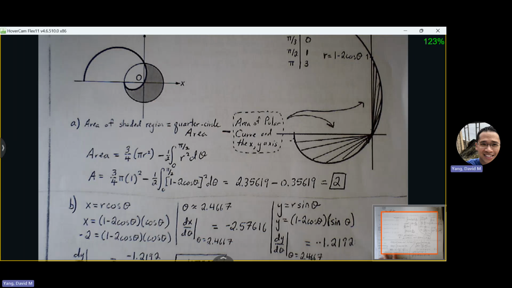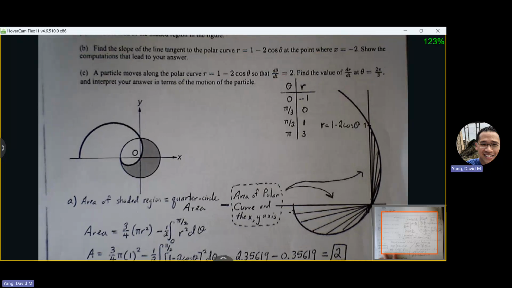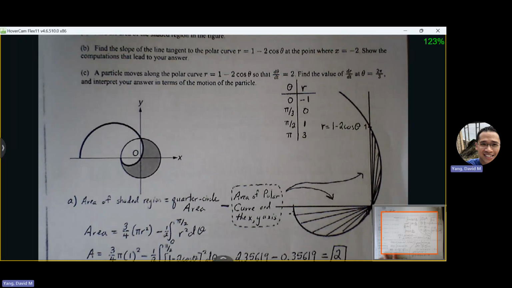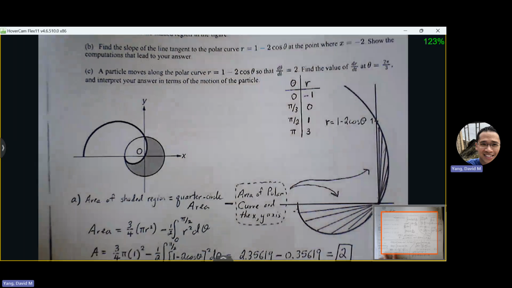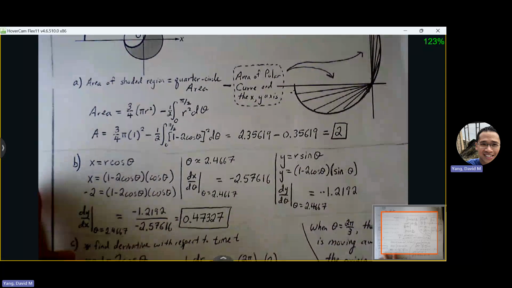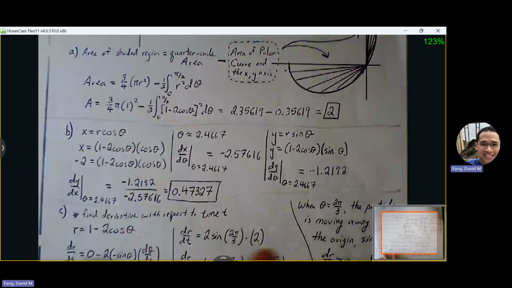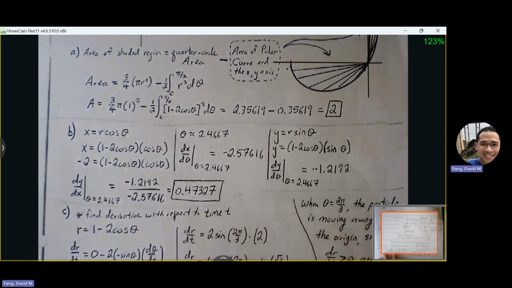Okay, part B. Find the slope of the line tangent to the polar curve r equals 1 minus 2 cosine theta at the point where x equals -2. Show the computation that leads to your answer. So for the slope, we're going to find dx over d theta versus dy over d theta. And then from both those components, we can put them over each other to get our slope.